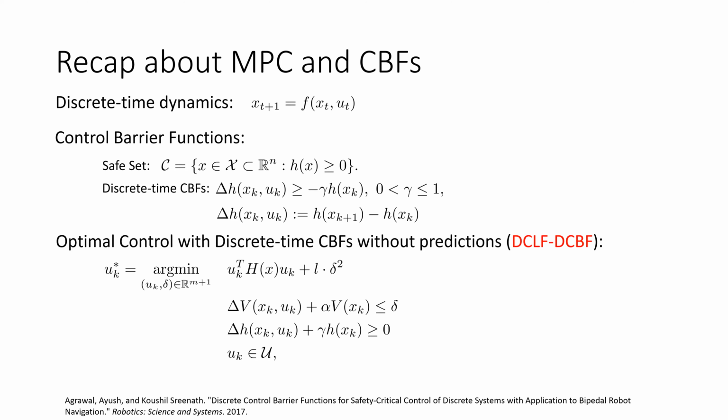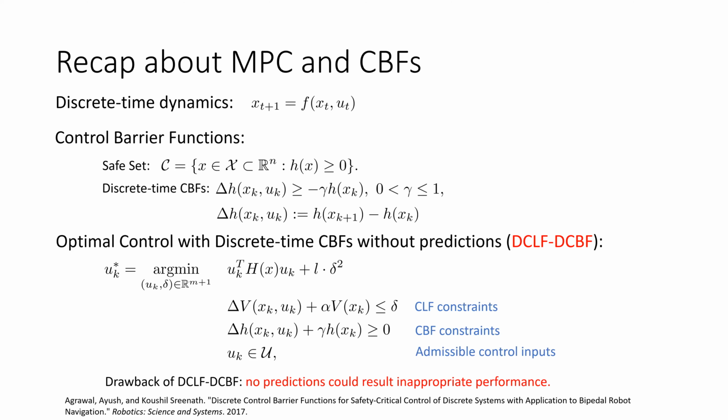Based on the CBF constraints, a previous work proposed an optimal control method called DCLF and DCBF, where the optimization problem is defined as follows. And here we have the CLF constraint, CBF constraint, and admissible control input constraints. The CLF constraint represents the control Lyapunov function, which allows us to stabilize the system while enforcing the safety constraint at the same time. The drawback of DCLF and DCBF is that we might not have good performance since there's no prediction in the optimization. So when we talk about prediction, MPC comes to mind.